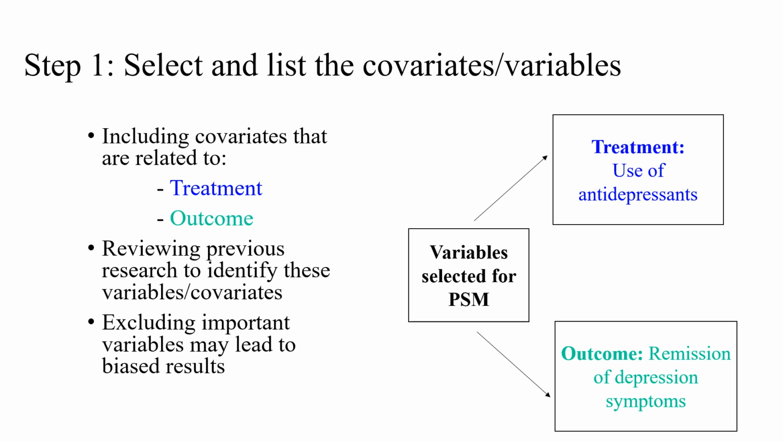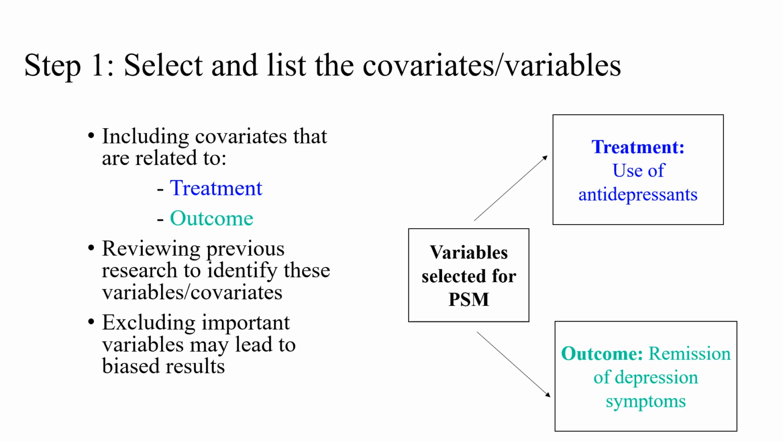The first step is selecting and listing the covariates of our interest. It is preferable to include those variables which can affect both the treatment selection and the outcome. Now the question is why? Because we want to induce a balance on the variables that can predict both the treatment selection and the outcome. So in our case, we will select such variables which have potentials to influence both the use of antidepressant and our outcome, the remission of the depressive symptoms.